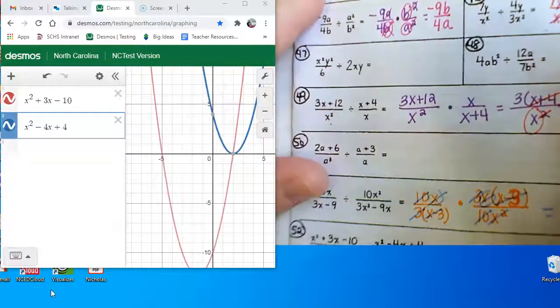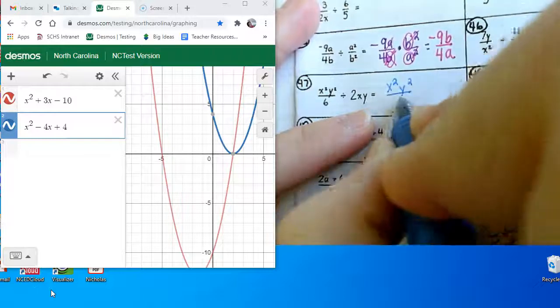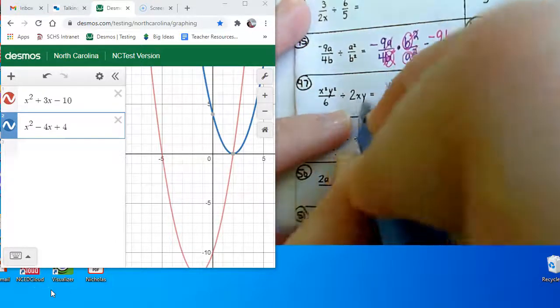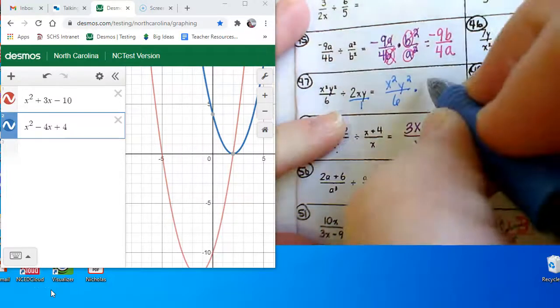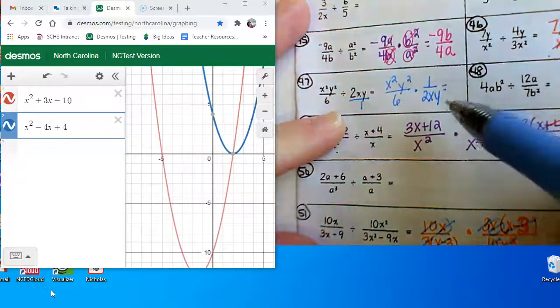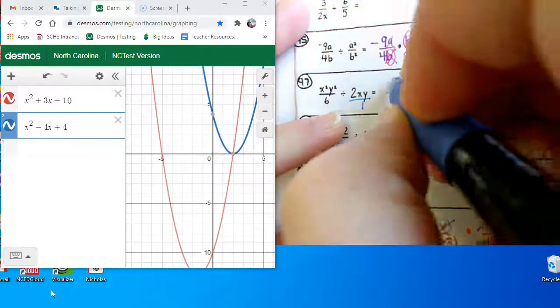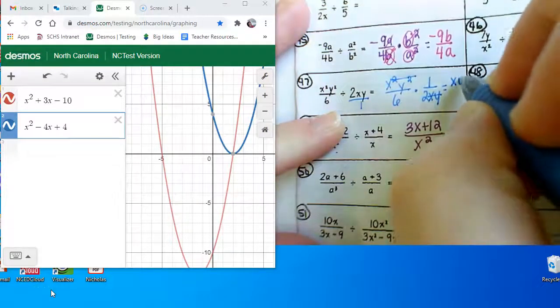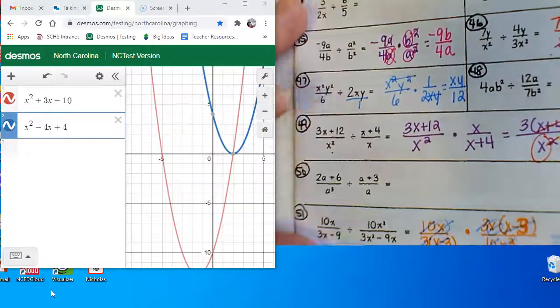Alright, on 47. Whenever you work this one out, you do your keep and your change and your flip. With your flip, that's kind of like being over 1. So when you flip it, it's 1 over 2xy. What happens is these xy's will go away with one of these, but that means that you're still left with an xy on the top, and then 6 times 2 leaves you with a 12 on the bottom.